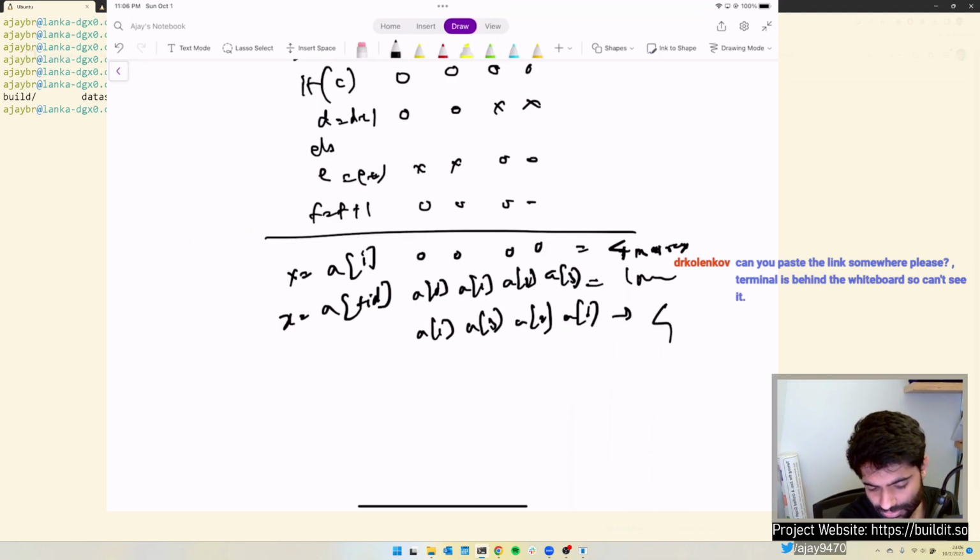CUDA as a language is an extension of C++. That's one way to put it.